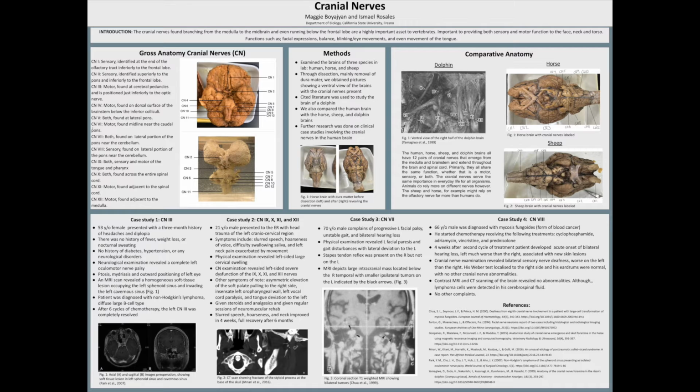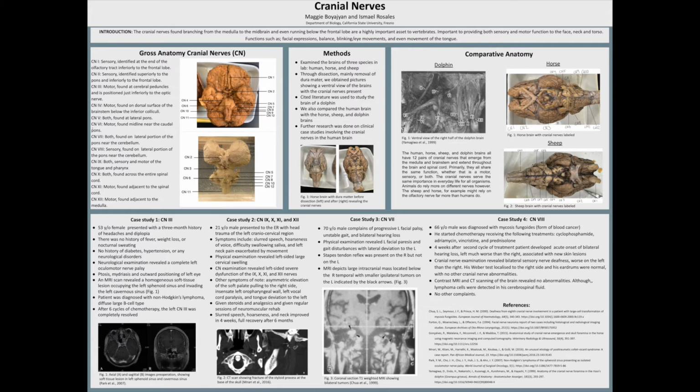And today we will be presenting you all a little bit about the cranial nerves. So, a quick introduction to the cranial nerves. They can be found branching from the medulla to the midbrain, or essentially within the brainstem, and even running below the frontal lobe, and are a highly important asset to vertebrates. They are important in providing both sensory and motor function to the face, neck, torso, and other functions such as facial expression, balance, blinking, eye movements, and even movement of the tongue, along with other functions.